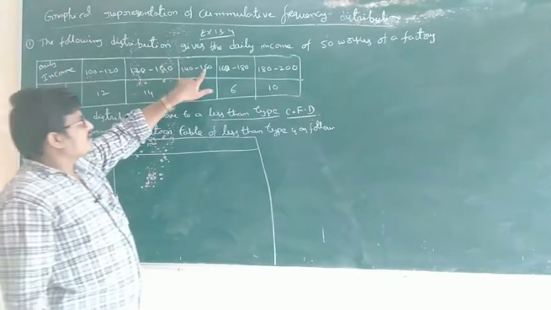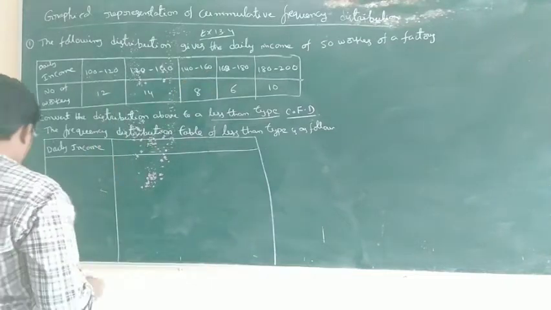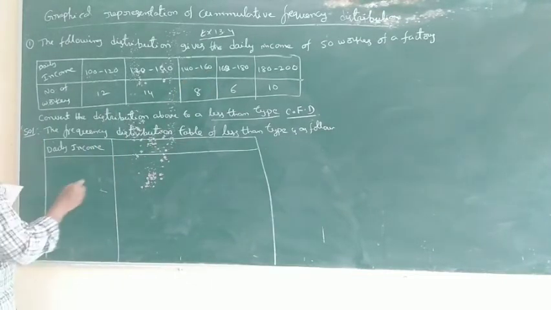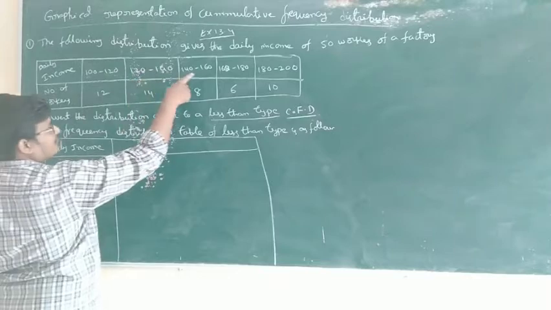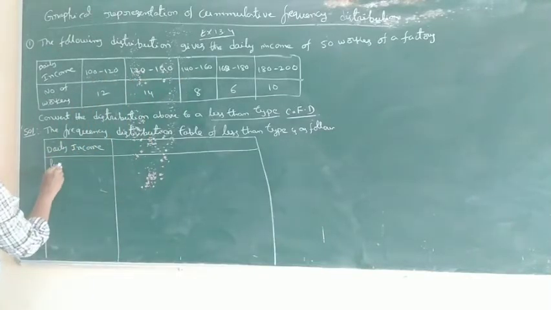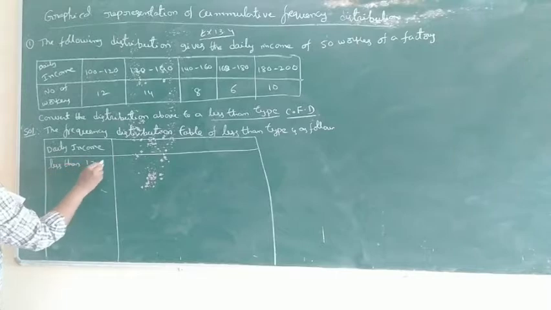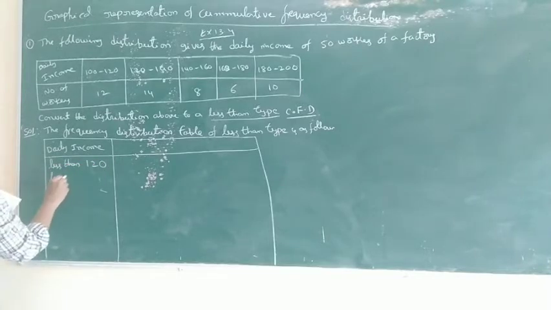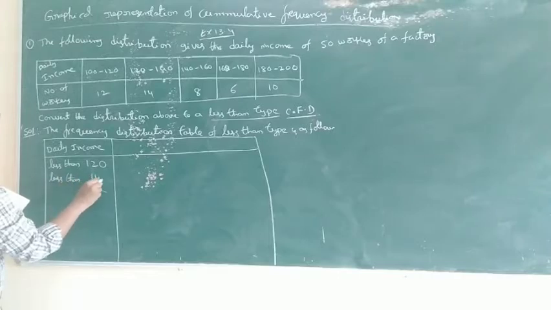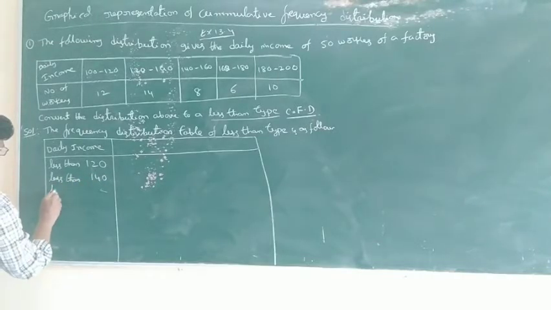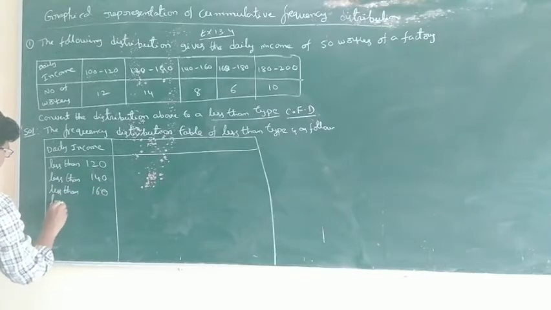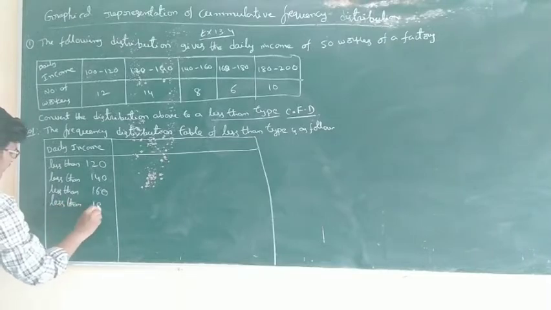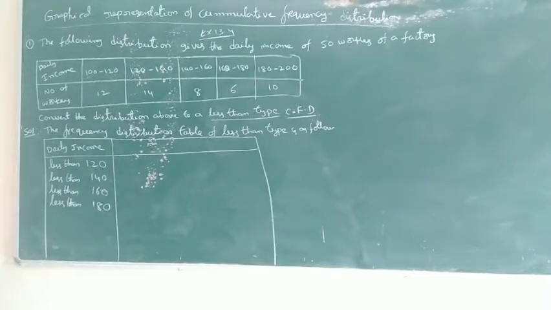Less than 140, less than 160. So less than type means less than 120, which covers the class 100 to 120. Next, less than 140, less than 160, less than 180, less than 200.